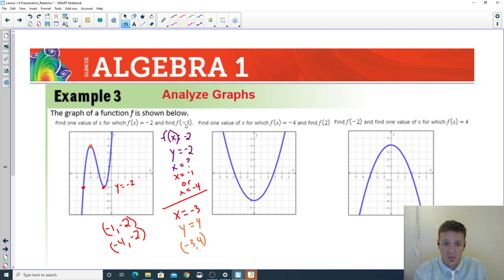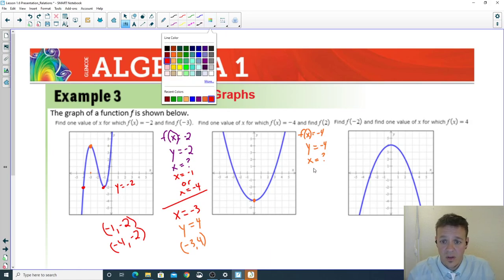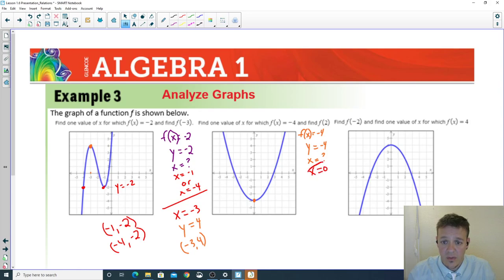Well, they're replacing x with -3, so that's how I get this number. All right, well, let's do this again. So when f of x equals -4, it's the same thing as saying y equals -4. And when y equals -4, x equals what? Well, when y is -4, going down, I'm right at this point, and my x value is, so let me change the color here, x equals 0, right?